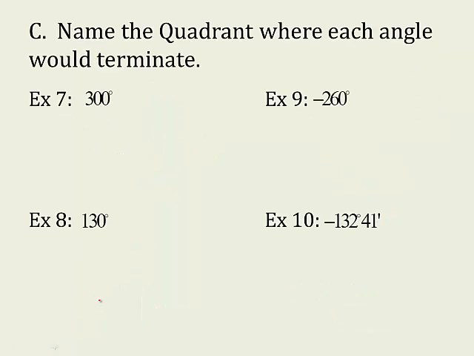C, name the quadrant where each angle would terminate. Okay, we all know where they start, so where do they terminate? It's very similar to what you just did. If it starts here, 300 degrees would be almost a full rotation. So what quadrant? Well, remember your quadrants: 1, 2, 3, and 4. So my answer would be quadrant 4.